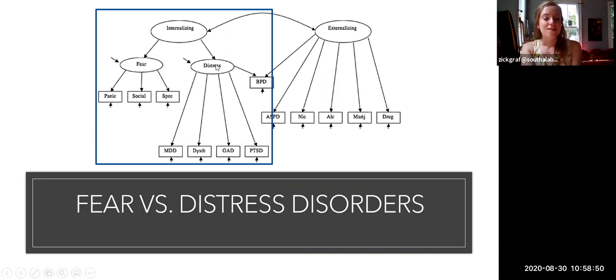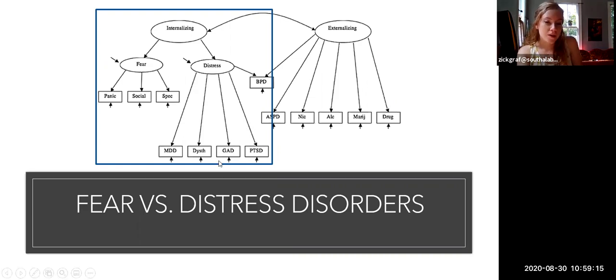So by contrast, distress disorders are characterized not just by fear and anxiety, but by negative affect more broadly. And we'll talk more about what we mean when we say negative affect in the depression lecture coming up. But basically, affect just refers to our emotional state, and negative affect refers to things like anxiety and fear, but also sadness, guilt, and worry, which is something that we'll talk about a lot in today's lecture.